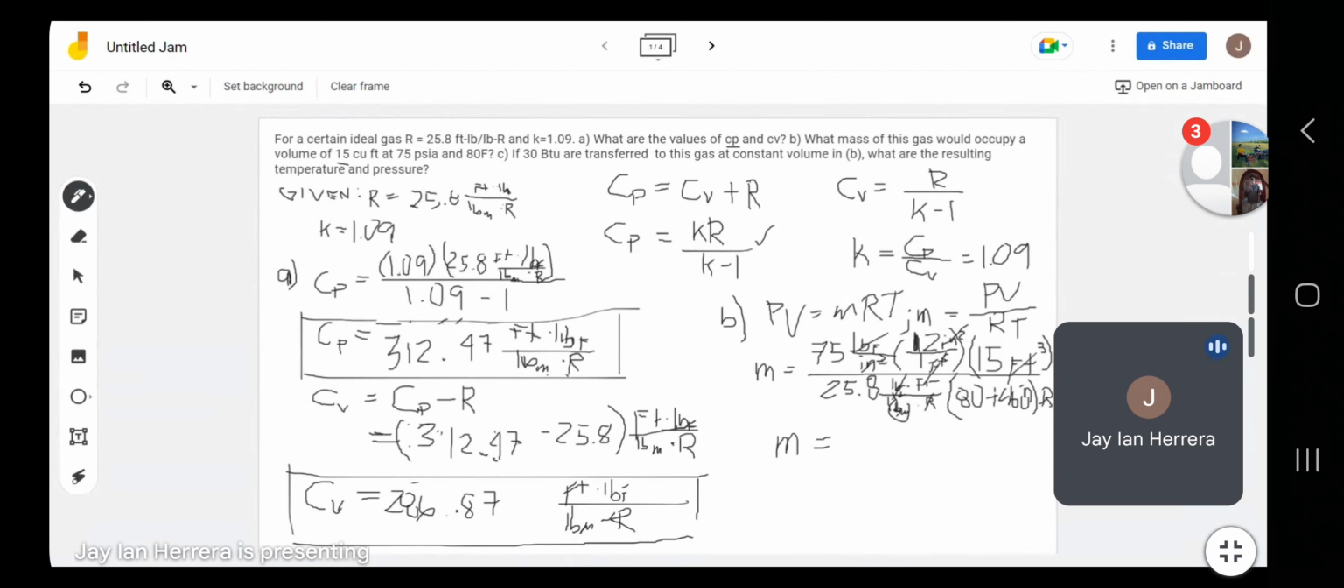So for our mass, that would be equivalent to 11.6279. So I hope nakakasunod lahat. So may mga questions ba so far for specific heat ratio?